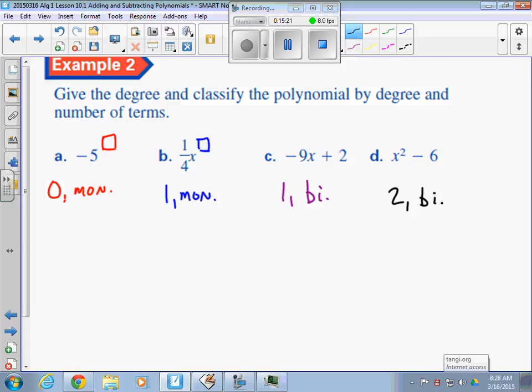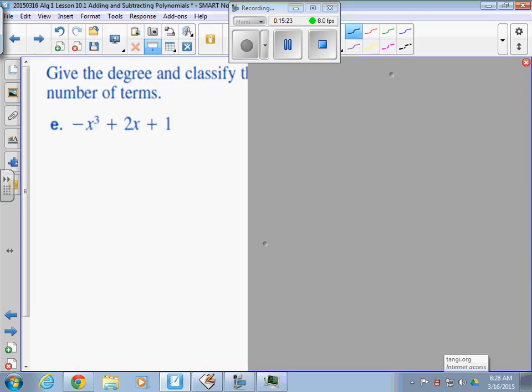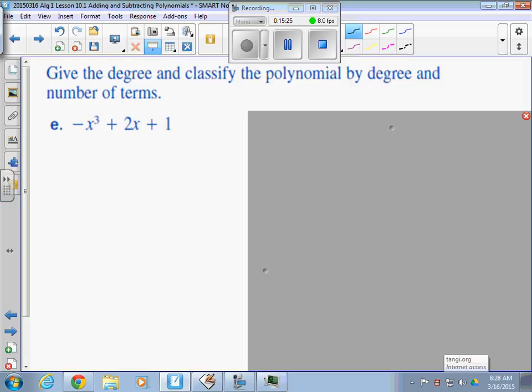Let's do a couple more like that. I have 2 more like that. Same thing. Negative x to the third plus 2x plus 1. What is the degree of this one? The largest one, 3. So it's third degree. And how many terms do we have? 1, 2, 3. That's what I'm talking about. So this would be a third degree trinomial.